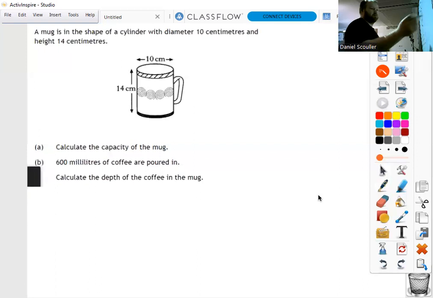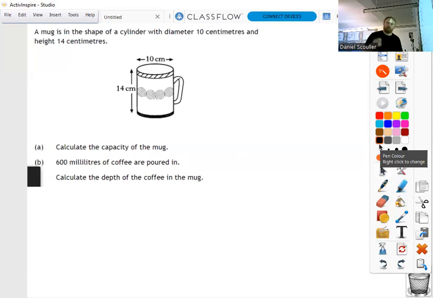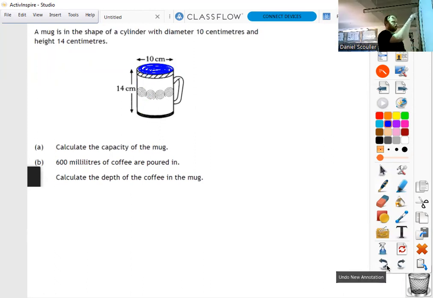So part A of that question, calculate the capacity of the mug. Now in your formula sheet, you don't get given the formula for a cylinder. The formula for a cylinder is just working out the area of the face, in this case that circle there, using pi r squared, and then multiplying it by the height. So if it's the same shape all the way down, then it's just the area of your top cross section multiplied by the full height.